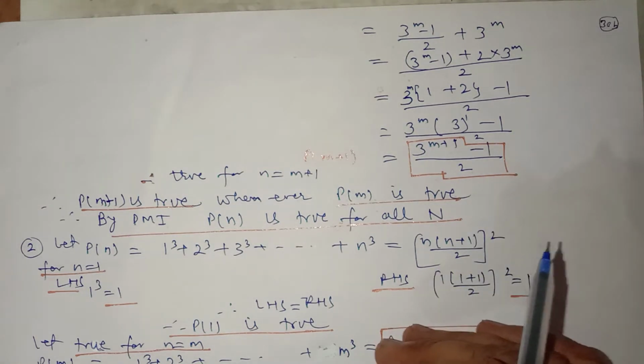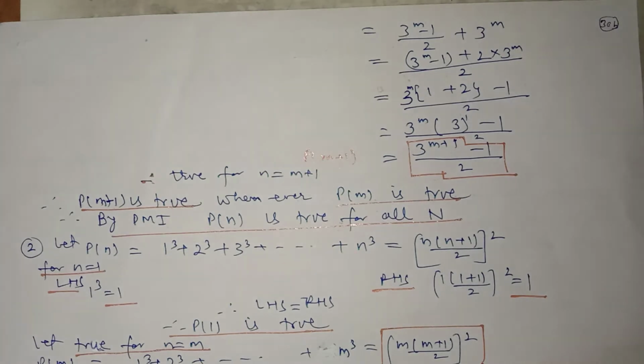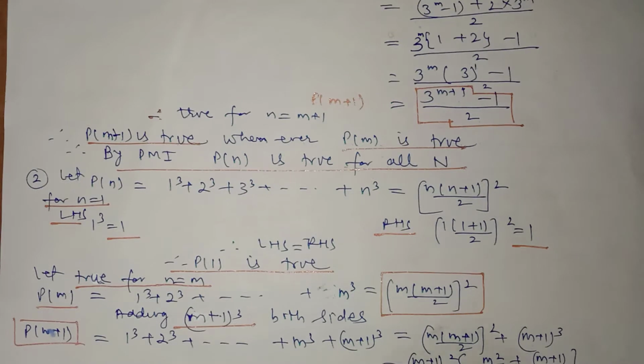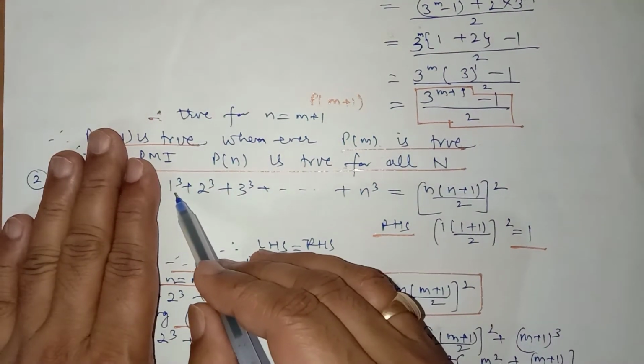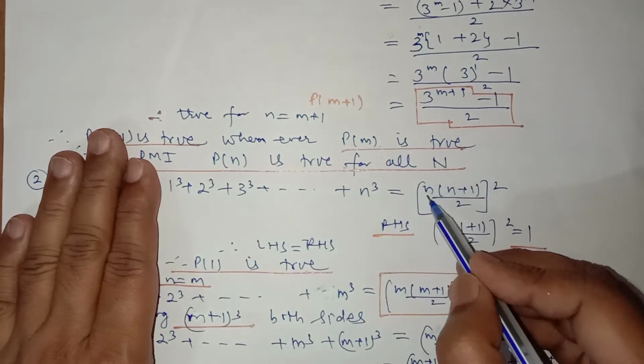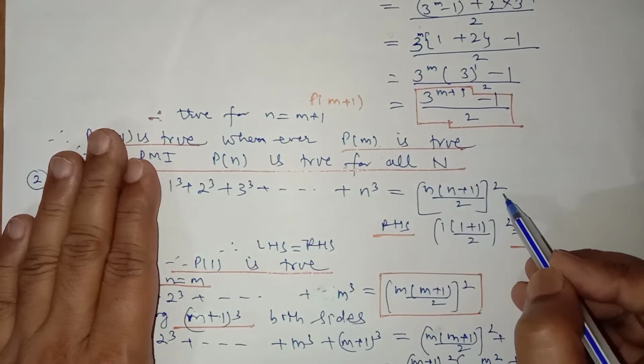There are two types of questions in this chapter. First is this statement, and the second type is at the end of this exercise. We will discuss it later. Now similarly is question number 2. The sum of 1 cube plus 2 cube plus 3 cube up to n cube is equal to n plus 1 upon 2 whole square.